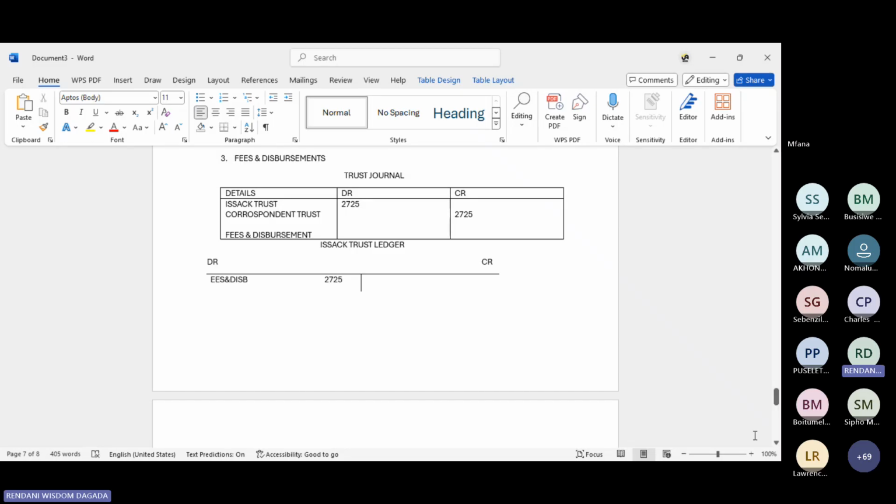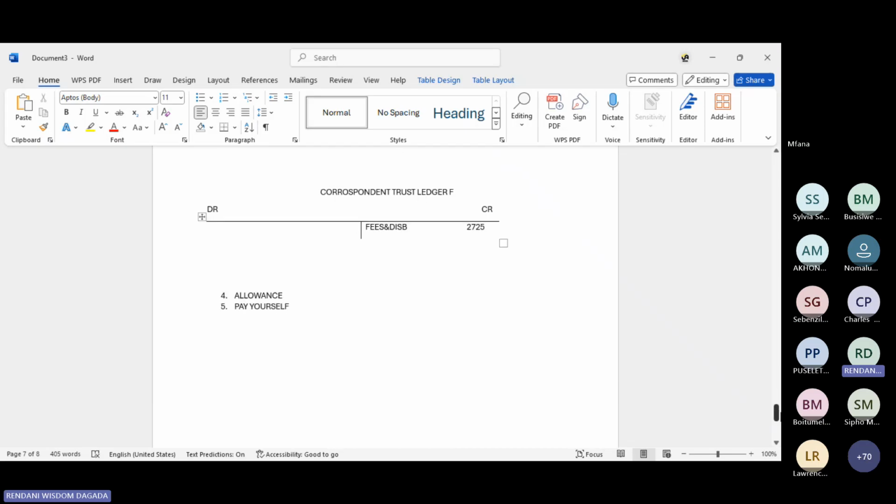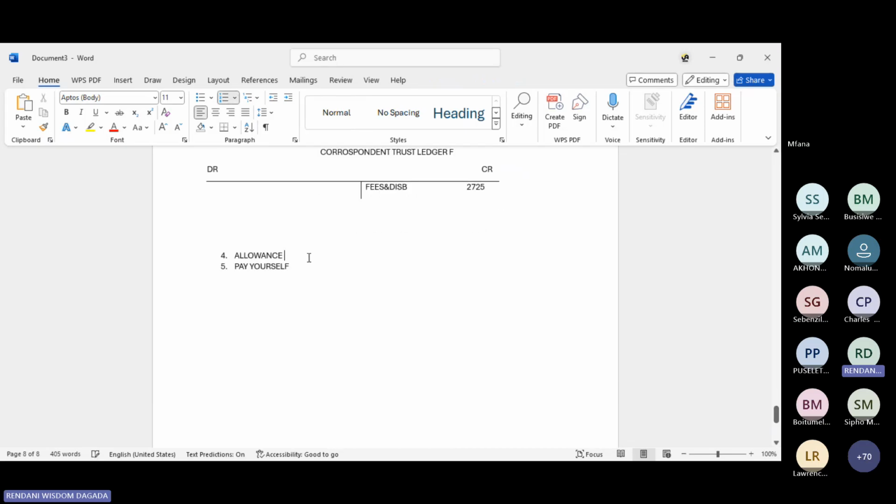Okay, let's continue to step number 4. For step number 4, you also need to calculate. It's total minus money collected. 575 is our answer for the allowance. Our allowance is 575. Now here we use what we call a fee journal because allowance, it's a fee.